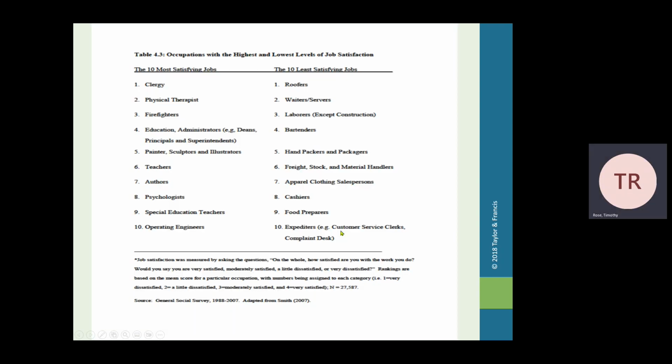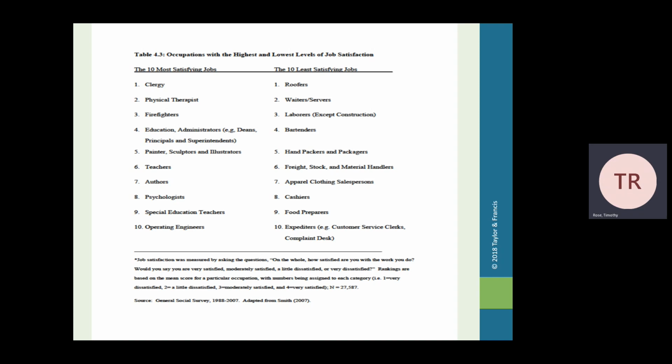Here's a quick table, 4.3, occupations with the highest and lowest levels of job satisfaction. So our 10 most satisfying jobs are clergy, physical therapist, firefighter, education administrator, painter, sculptor, and illustrator, teachers, authors, psychologists, special education teachers, and operating engineers. So you can see in many ways that these folks probably do have a bit more autonomy in their workplace.